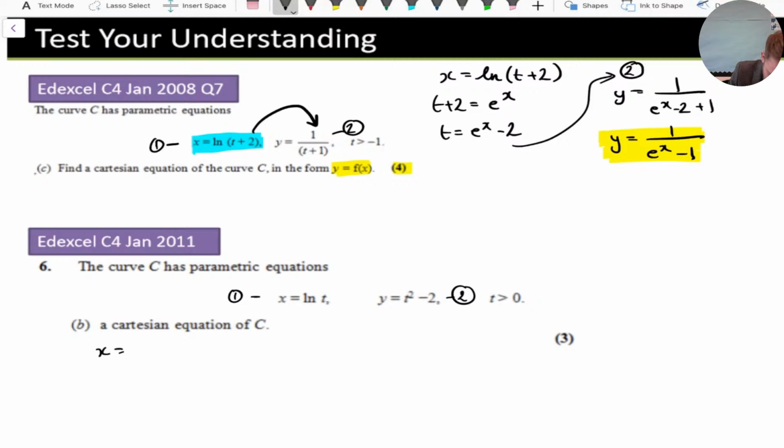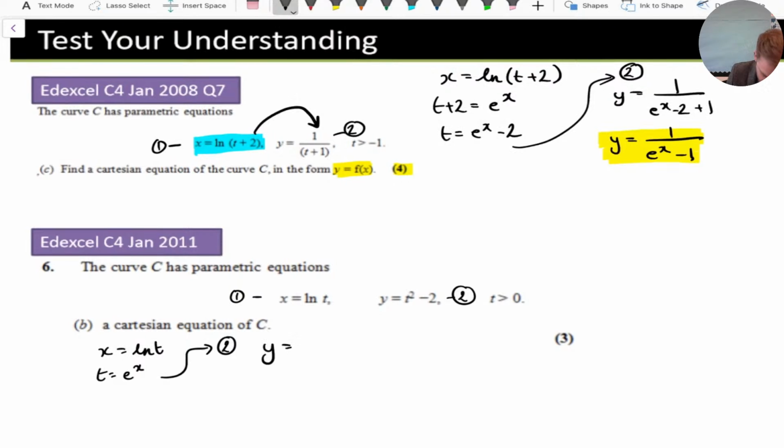So x is equal to ln of t. So t is equal to e to the x. I'm going to sub that into equation 2, which gives me y is equal to e to the x all squared minus 2. So my Cartesian version of this is e to the 2x minus 2. 3 marks. Nice and straightforward.